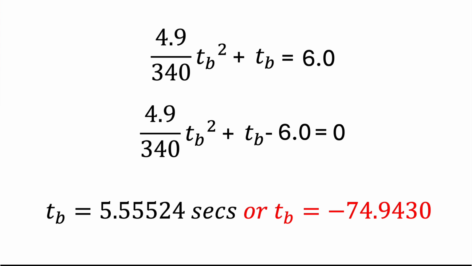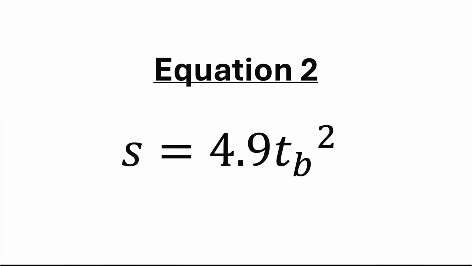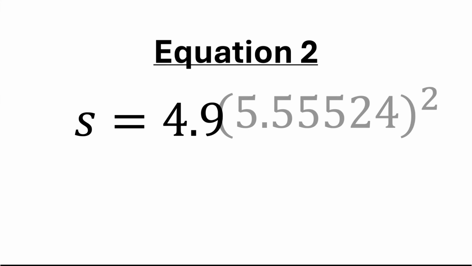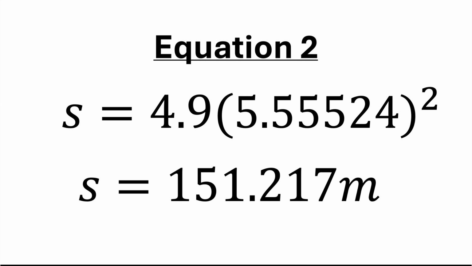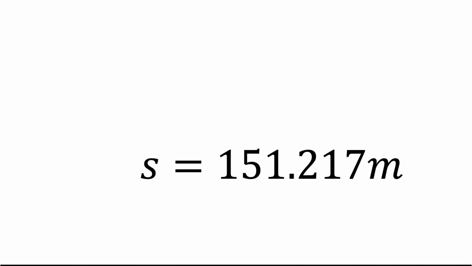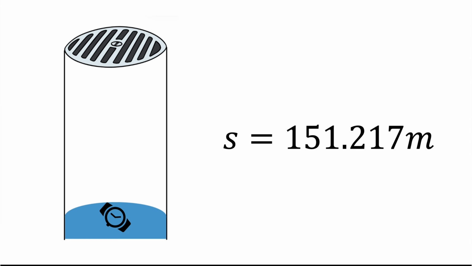However, only the positive value, 5.55524, is correct, as there cannot be negative time in this instance. To finally arrive at the distance that Daddy Pig's watch actually fell, this value needs to be substituted into equation 2. This new expression simplifies to 151.217. Hence, the drain is actually 151.217 meters deep.